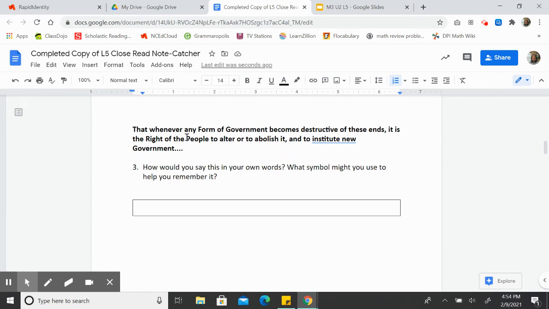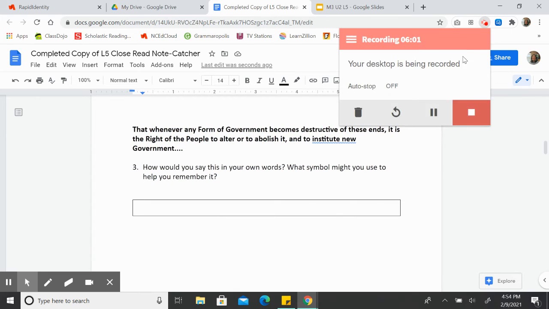Okay, and then look at number 3, that whatever form of government becomes destructive of these ends, it is the right of people to alter or abolish it and to institute new government. How could we say that in our own words? I want you to write down what you think and what symbol you might use to help you remember it.